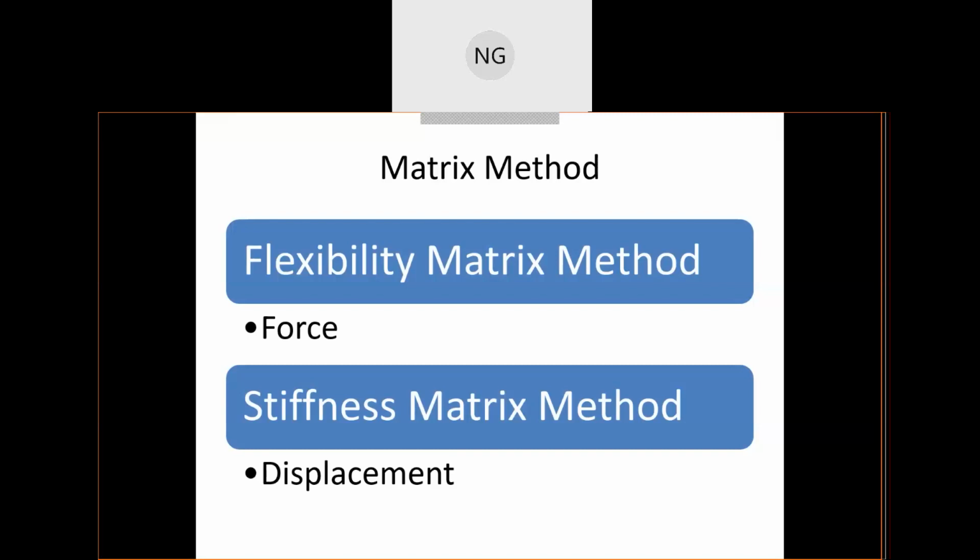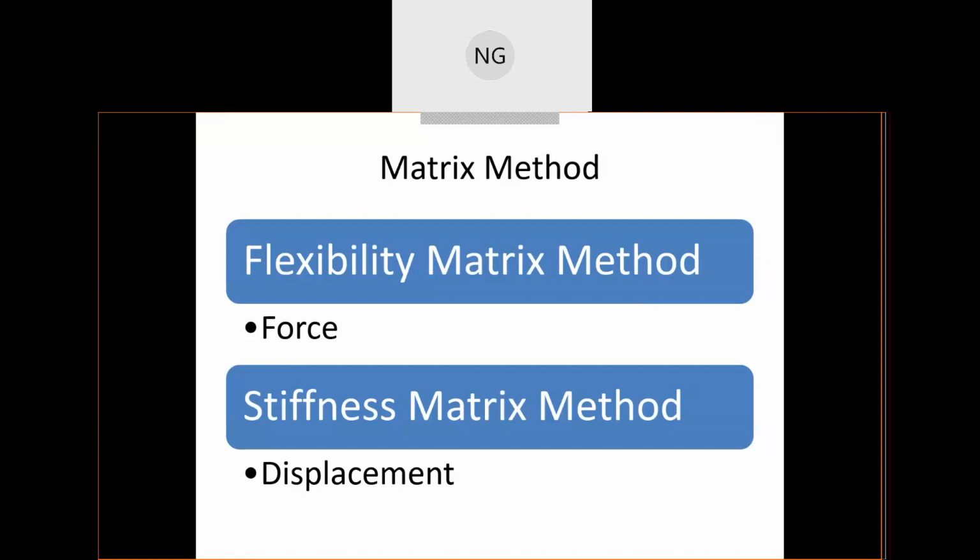In the stiffness matrix method, knowing the forces, we find out the displacement. This is one of the aims of the stiffness matrix method. In the flexibility matrix method, we find out the forces by knowing the displacement. In the stiffness matrix method, knowing the forces, we find out the displacement. This is the vice versa of these two methods, but finally we are using them to find the final end moment present in a member by this matrix method.